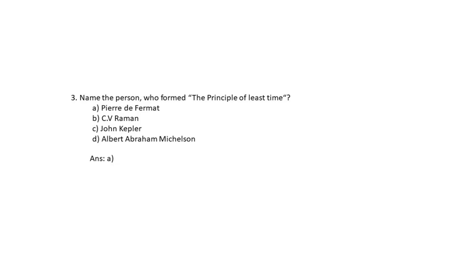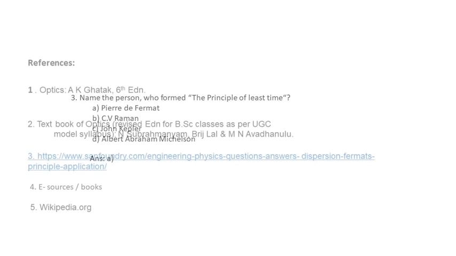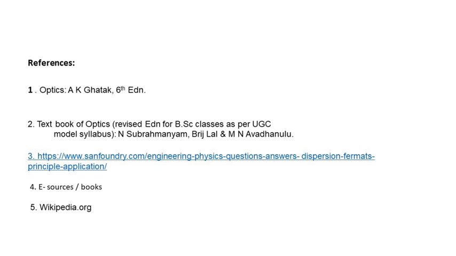Next question. Name the person who formed the principle of least time. Pierre de Fermat, C.V. Raman, John Kepler, Albert Abraham Michelson. The correct option is A, Pierre de Fermat.